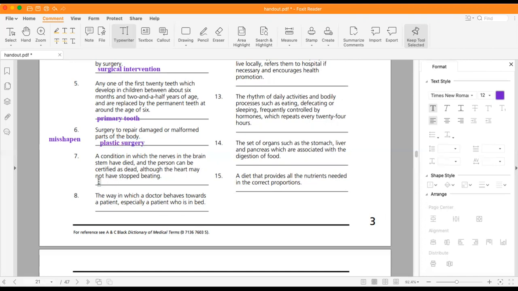Number 7, a condition in which the nerves in the brain stem have died, and the person can be certified as dead, although the heart may not have stopped beating. This is the brain death. Number 8, the way in which a doctor behaves toward a patient, especially a patient who is in bed. This is bedside manner.